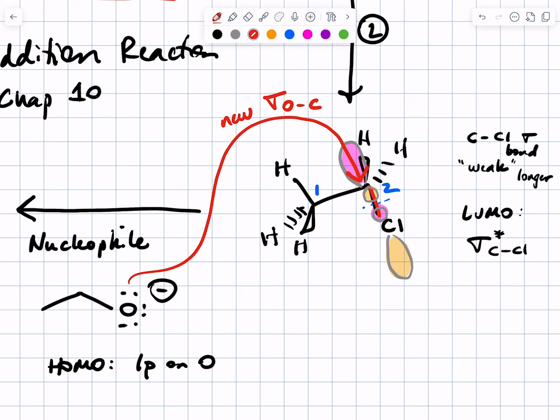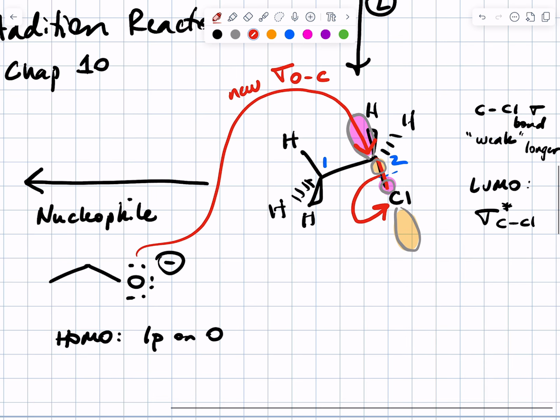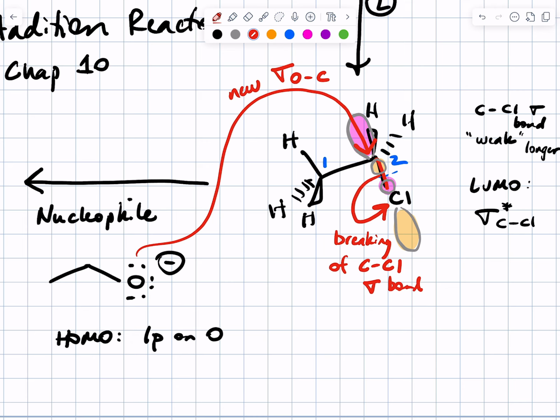Because this is an anti-bonding orbital, we must break the carbon-chlorine bond. This arrow signifies the breaking of the carbon-chlorine sigma bond. Two reasons you know that bond must break. First, you're filling the LUMO, which is an anti-bonding orbital. And second, if you didn't break it, you'd have 5 bonds to carbon. And even in the great state of Texas, carbon only forms 4 bonds.